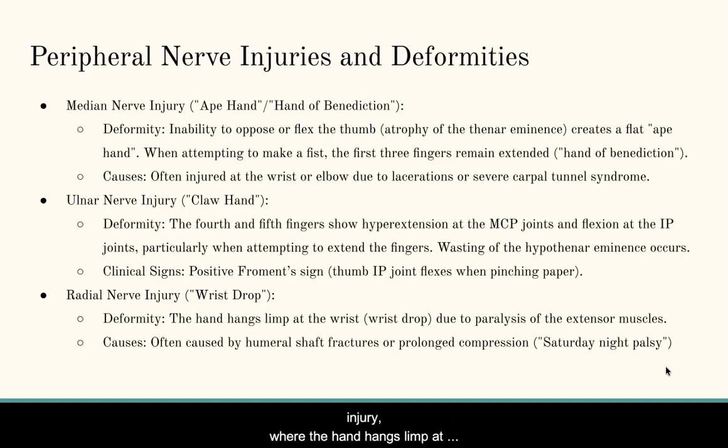And wrist drop, related to radial nerve injury, where the hand hangs limp at the side due to paralysis of the extensor muscles. And this is often some sort of fracture or a compression, prolonged compression. And then for all of these, median, ulnar, radial, prolonged compression can definitely be a cause for all of them.